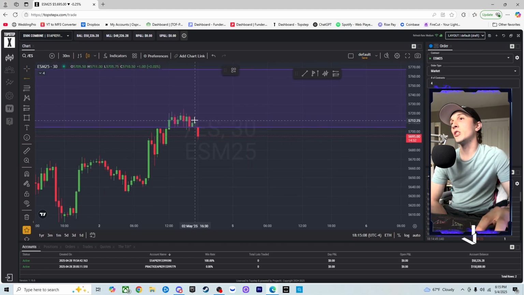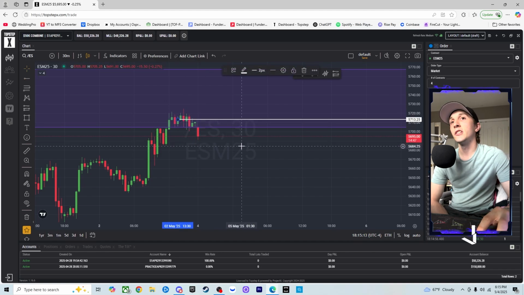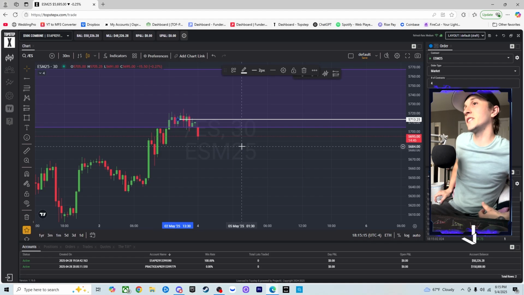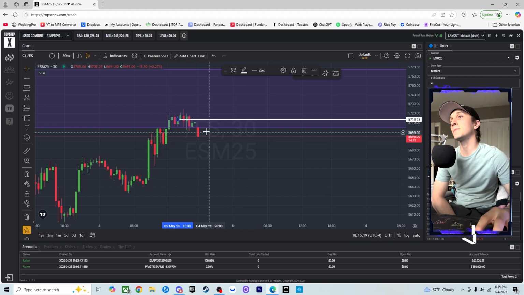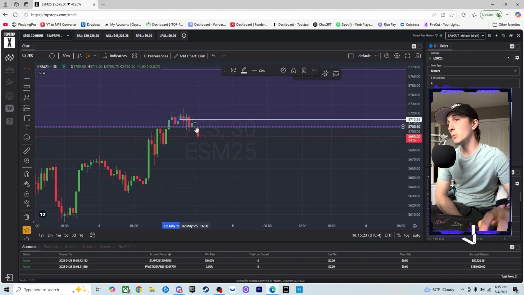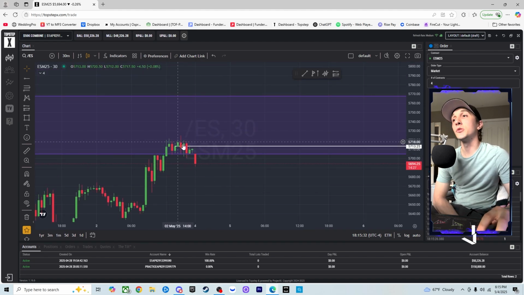My levels here that I'd be watching for a break back to the upside, I am keeping a close eye on this 5,713, 5,715, kind of the mid-teens area. I think with a break above that, we can invalidate this push down we're having at the moment and push this back above and potentially start targeting close to the 5,750 area, up into this range.